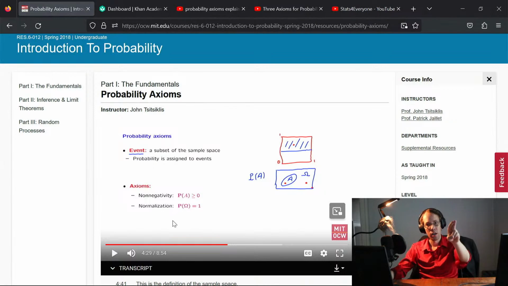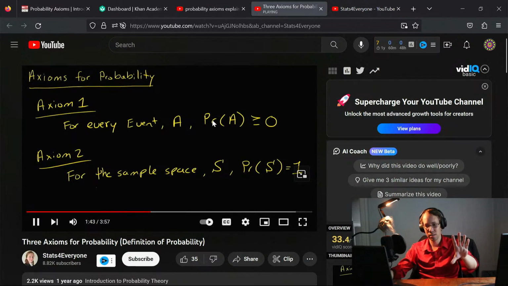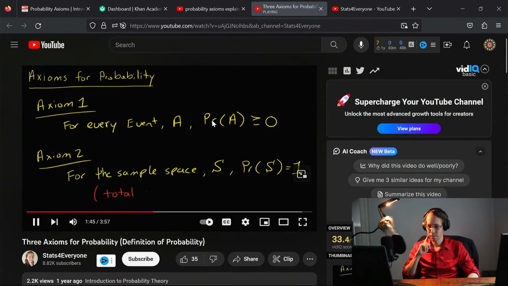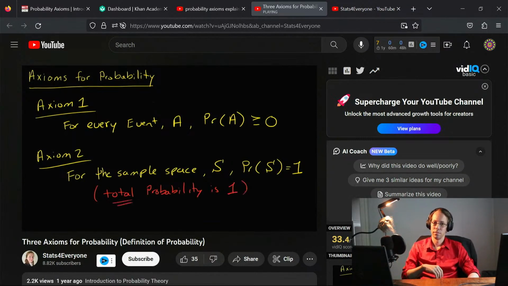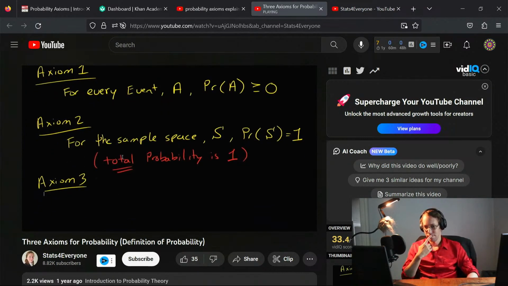Axiom number 2, the axiom of normalization. Every sample space is in relationship to 1, so that we can understand it. The total probability is 1. That's basically what axiom 2 is stating. And then lastly, axiom 3 has to do with disjoint events if we were to take their union.